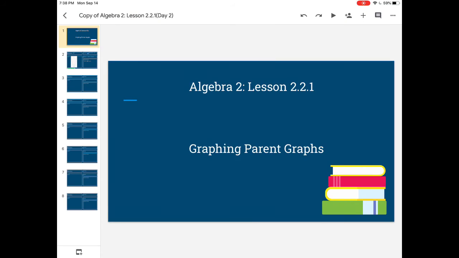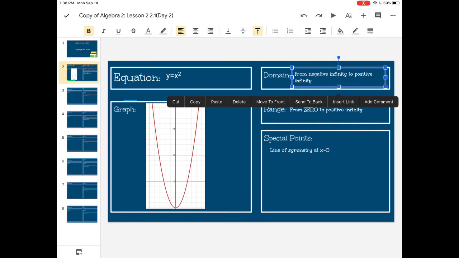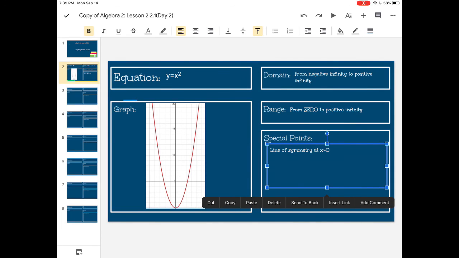You will also have the opportunity to do this digitally. We will give you access to this graphing parent functions Google slide presentation, and you go to Desmos, you type in your equation y equals x squared, you take a screenshot, and then you can add a text box and you can describe the domain. So the domain, which is your x values, goes from negative infinity to positive infinity. The range, because it touches the x axis, goes from 0 to positive infinity, and there is going to be a line of symmetry at x equals 0.